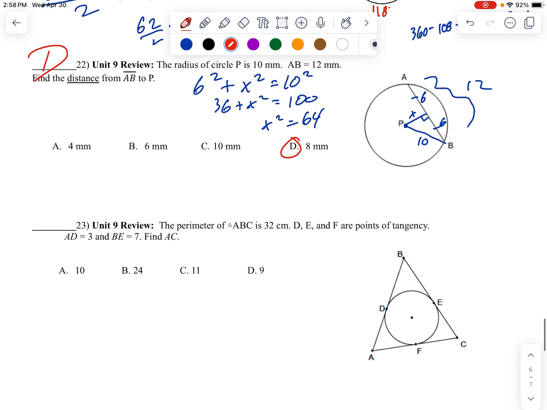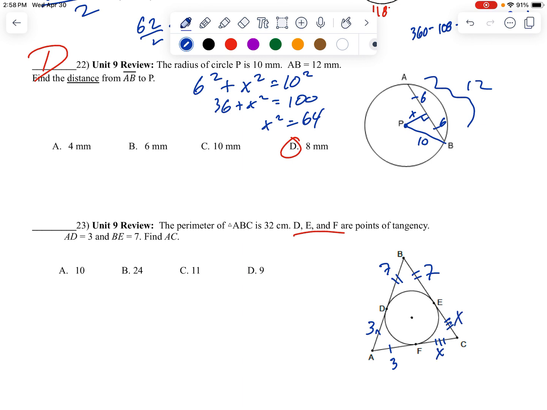Last one, it says the perimeter of triangle ABC is 32. D, E, and F are points of tangency. That's key. AD is 3. BE is 7. Remember, if two tangents start from the same external point, those two tangents are the same, meaning if BE is 7, then BD is 7. If AD is 3, that means AF is 3, and I need to find these two pieces here. I can call those X and X if you want.